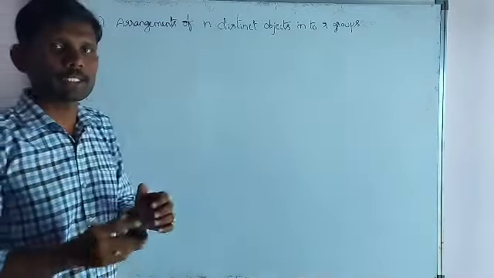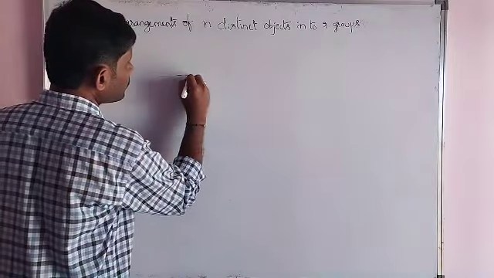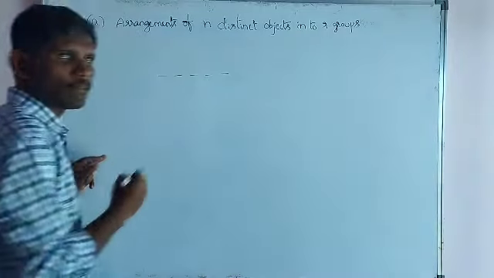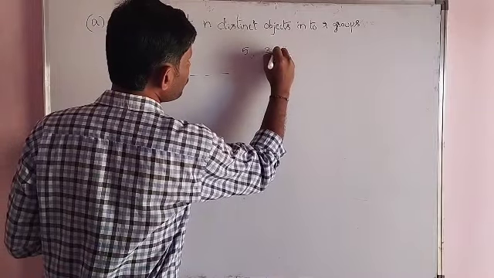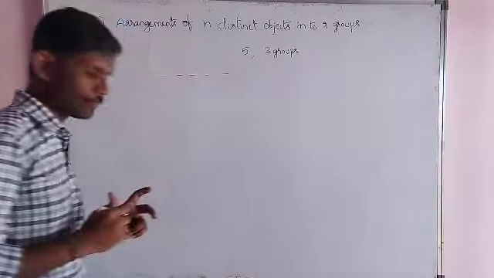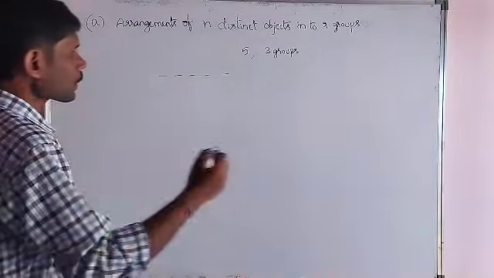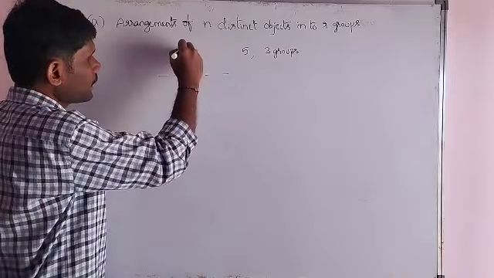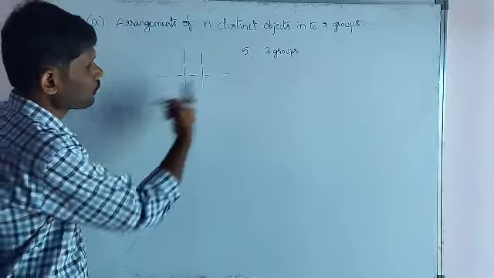So first let's consider a particular case. For example, there are say 5 objects, 5 objects into 3 groups. We need to divide 5 objects into 3 different groups. Groups means here distinct groups. So say like this one partition mark, this another partition mark. So we have 3 groups.